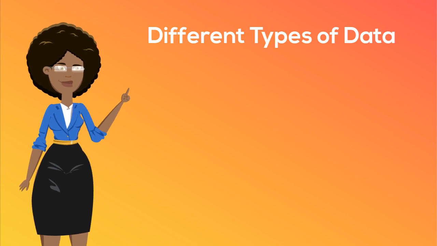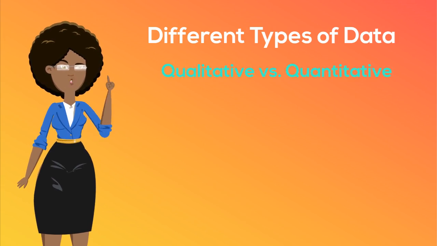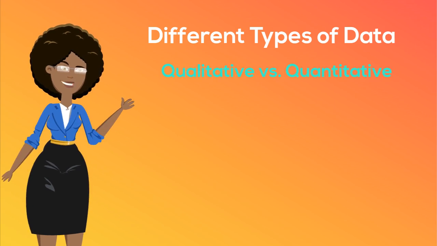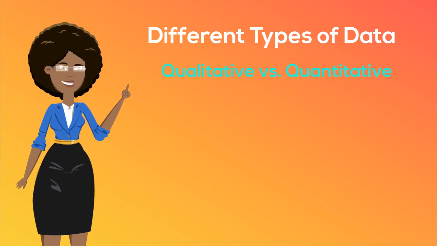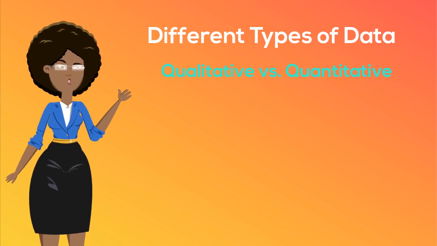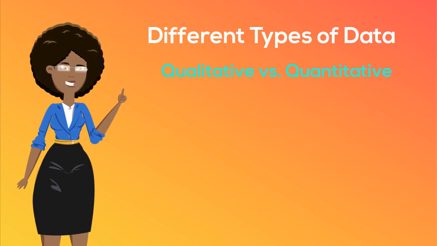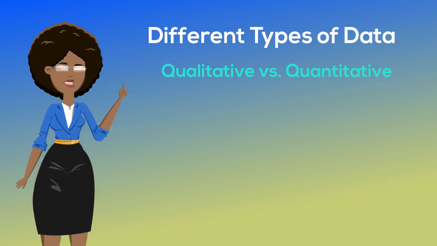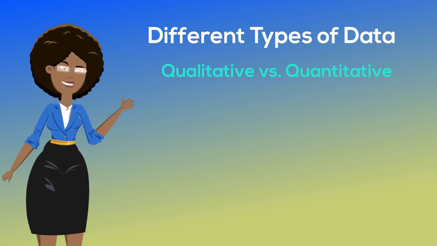Before we go any further, we have to cover the different types of data. As you may know, there are qualitative and quantitative data. Qualitative data mostly refers to words or descriptions, whereas quantitative data is mostly referred to as numbers or numerical types of data. There are four different data categories.